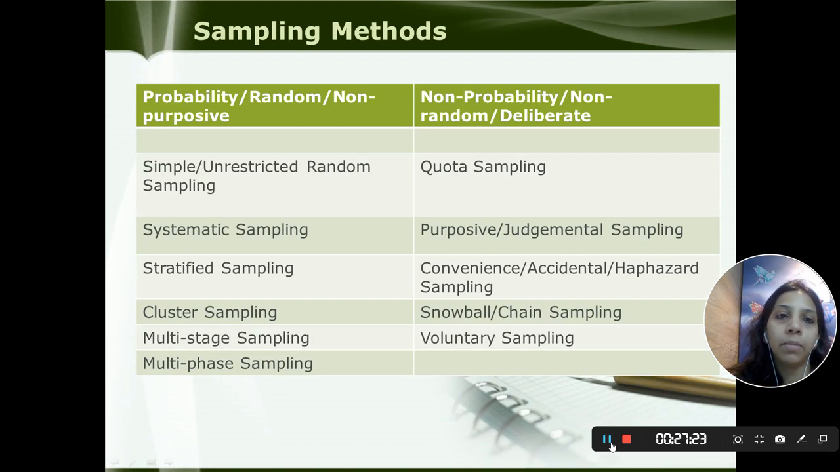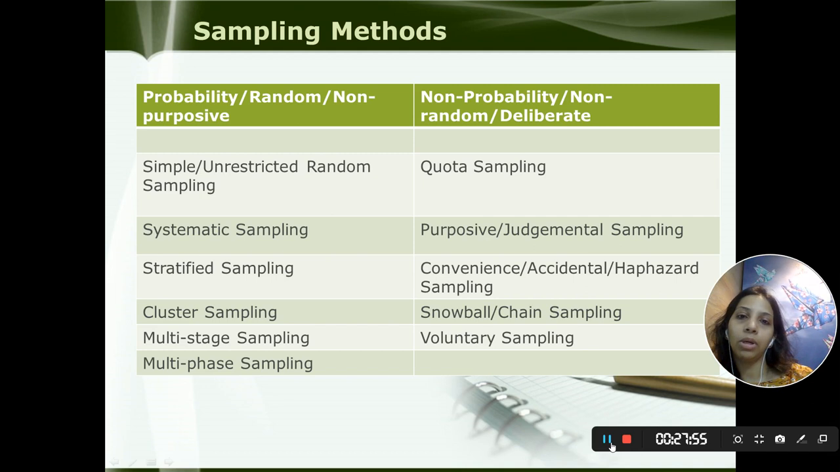So what are the different sampling methods? Sampling methods can be broadly classified under two heads: probability or random or non-purposive sampling, and the second is non-probability or non-random or deliberate sampling. Probability or random sampling is considered more scientifically sound, more genuine, more authentic, because every subject has an equal chance of getting recruited in the study. So there is less bias involved.